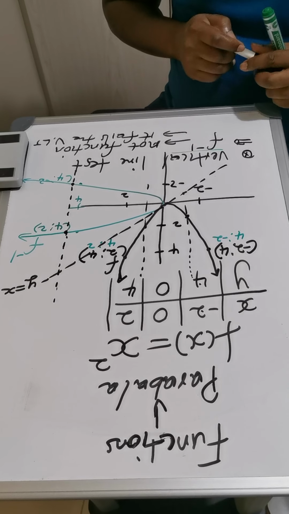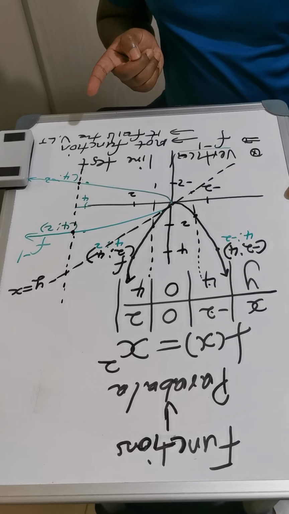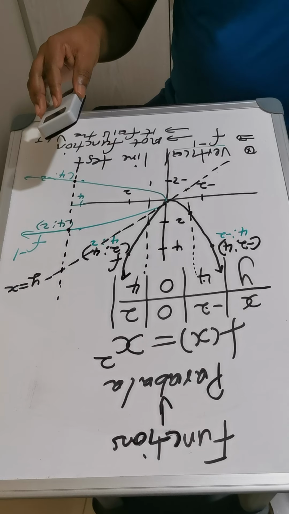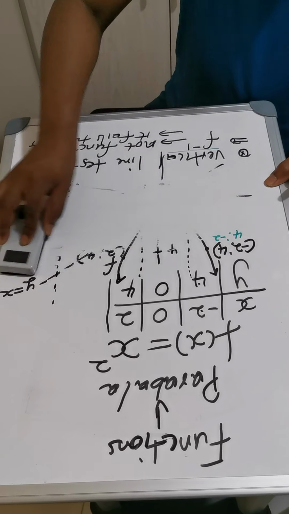Now the next question will come and say, how can you restrict the domain of the function in order to ensure that the inverse is a what? It's a function. Let's look at that.